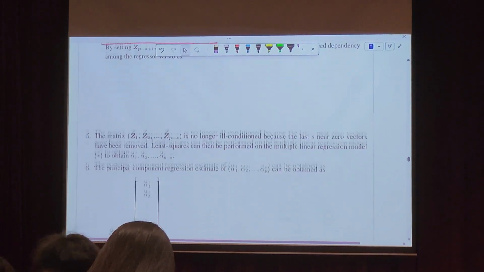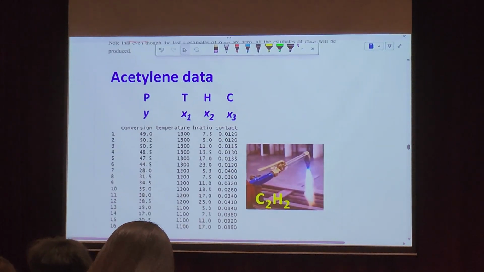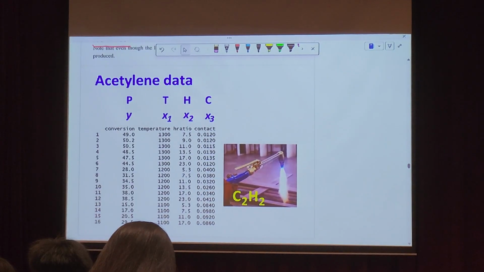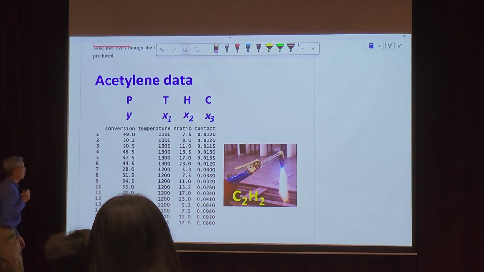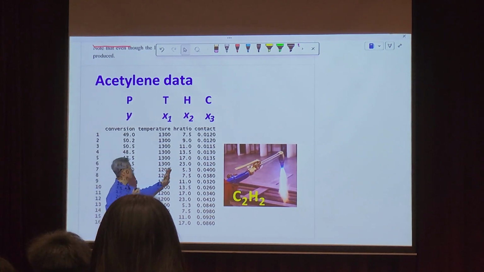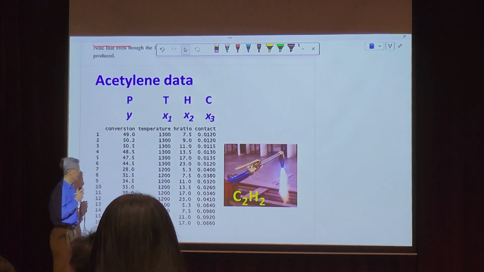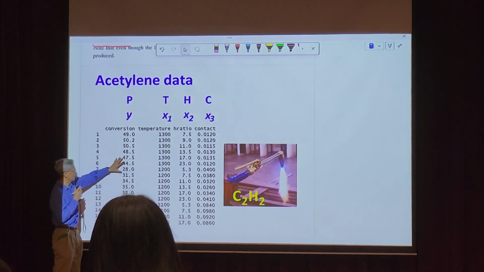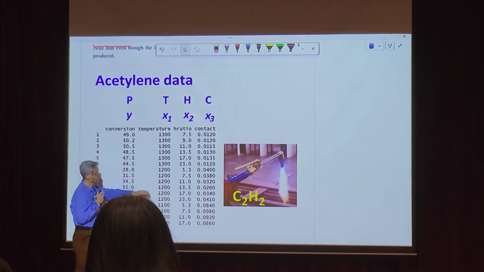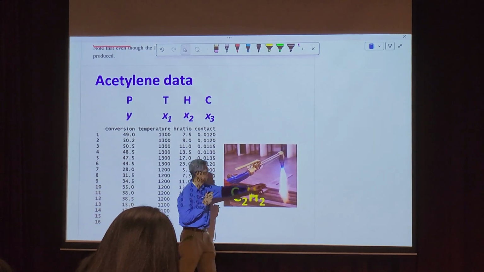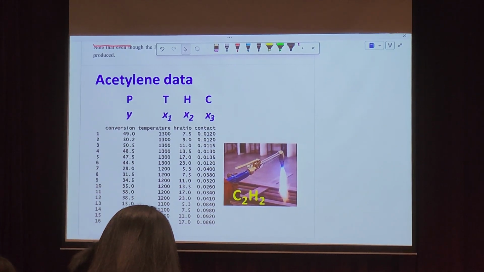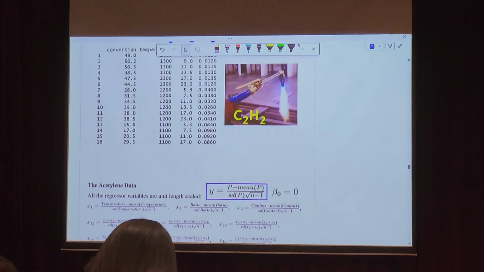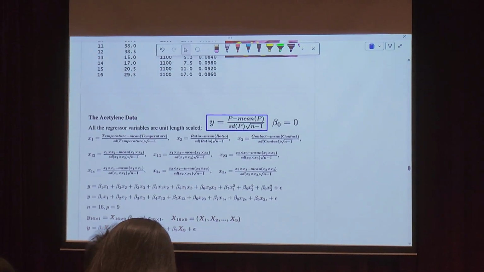So let's go into the detail and look at this acetylene data. In this example, we have 3 regressors. We can set them at different values. And we want to know the percentage conversion into this gas, acetylene, that is useful for welding and so on. Is there any linear dependency among the regressors? Well, we don't know. Let's find out.